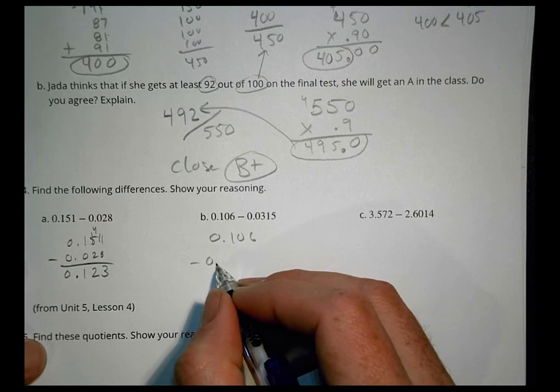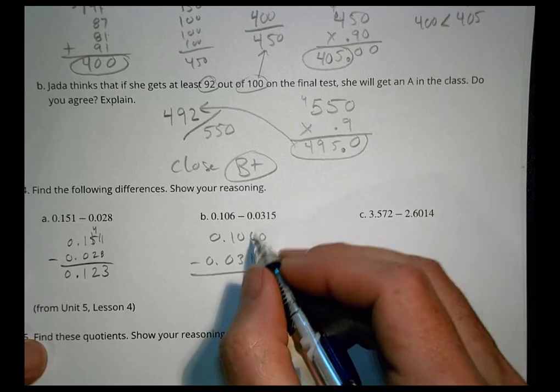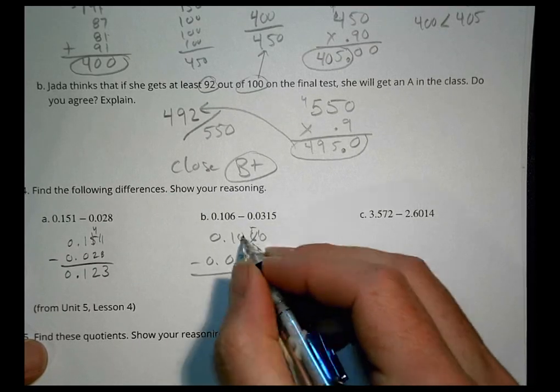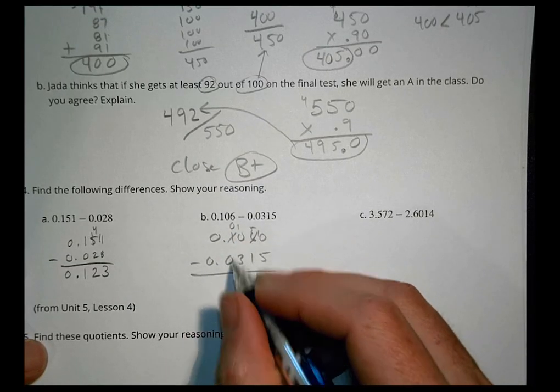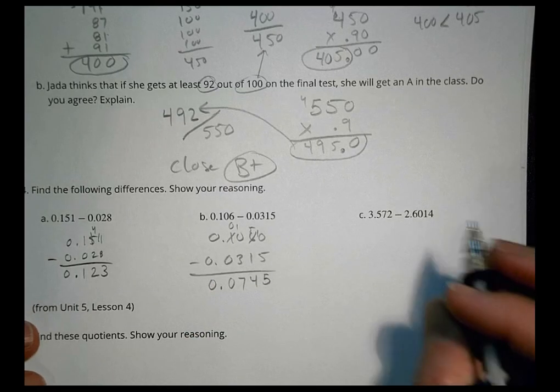0.106 minus 0.0315. Add a 0 up there to help us subtract. We're going to have to borrow. So 10 minus 5 is 5. 5 minus 1 is 4. Can't do 0 minus 3, so I borrow from there. 10 minus 3 is 7. 0, 0, 0.0745.